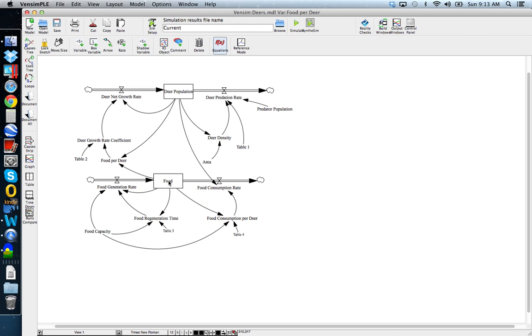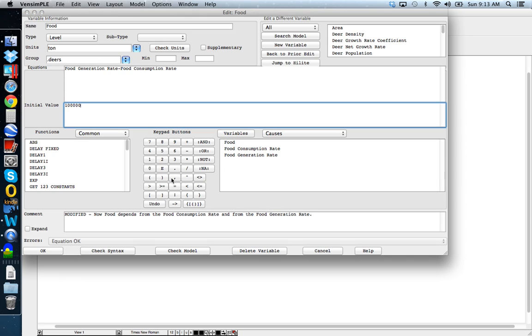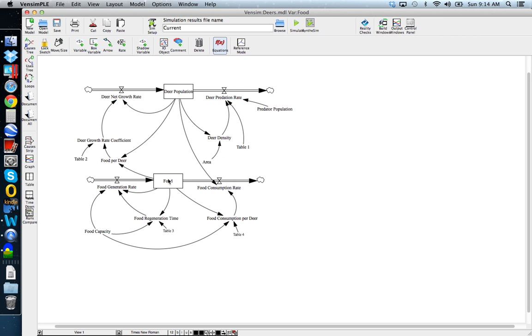Now let me go to the food stock. The equation for that is the difference between the food generation rate, that's the plus side, and the food consumption rate, that's the negative side. It's got units of tons, and an initial value of 100,000 tons. Let's take a look at how food works. Let's look at the plus side first.